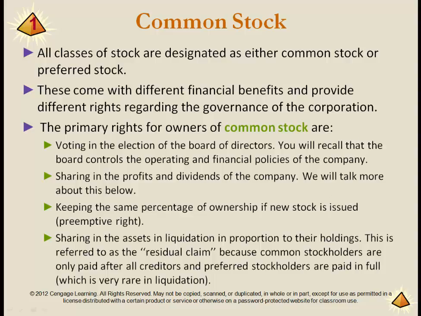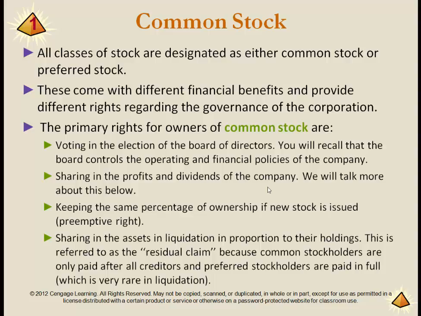But what are the rights for common stock? Well, they can vote on the election of a board of directors, and they can recall the board of directors. They get to share in the profits and dividends of the company, and we'll touch on that a little bit more in a little bit. They have something called a preemptive right. A preemptive right says that they can maintain their same percentage of ownership in stock if an organization decides to issue more shares.